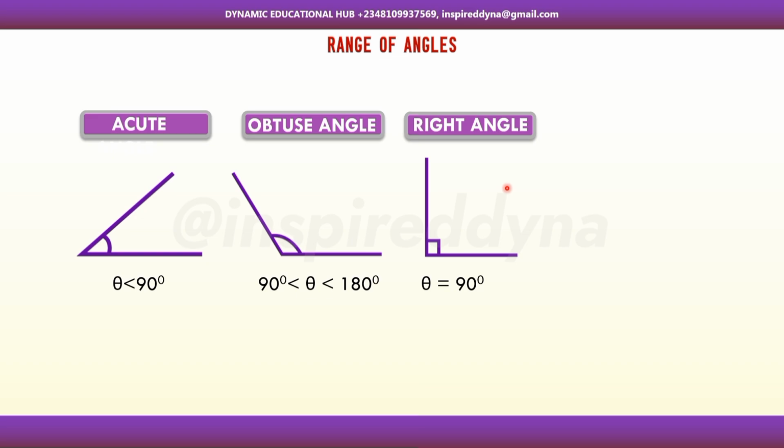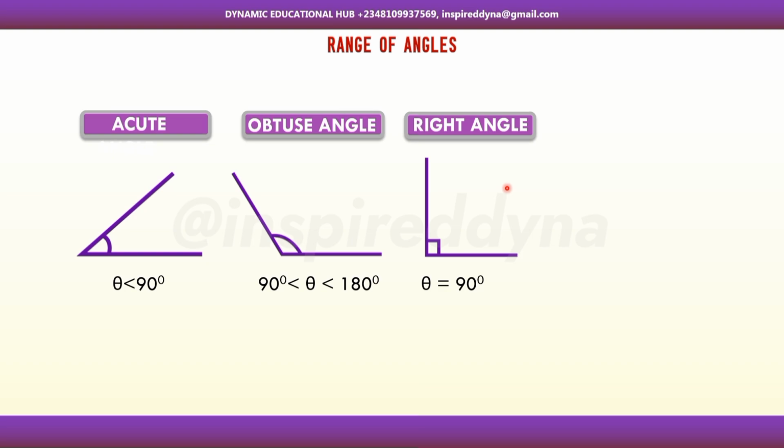Now a right angle is any angle that is equal to 90 degrees. So when you hear the word right angle, it means 90 degrees. When you hear the words right angle triangle, it means that one of the interior angles is 90 degrees. When you hear the words right angle isosceles triangle, it means an isosceles triangle that is also a right angle triangle.